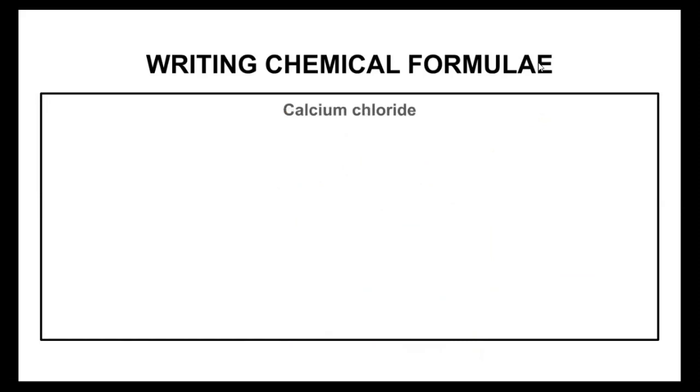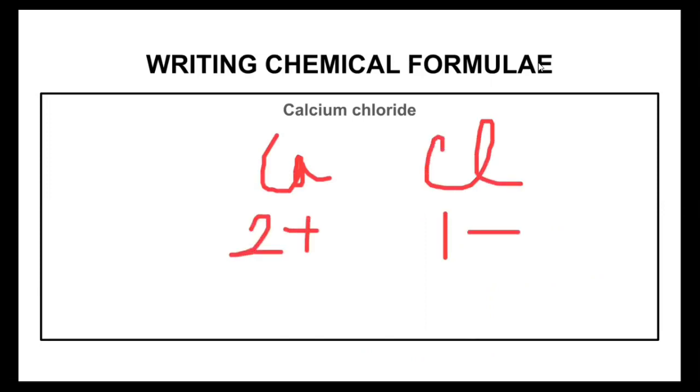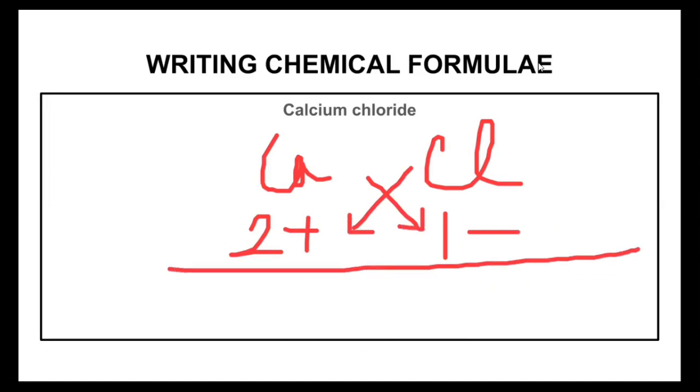Next is calcium chloride. Calcium is Ca 2 plus. Chloride is Cl 1 minus. Crisscross. This one valency will go to Ca, two valency will go to Cl. So it becomes CaCl2. Crisscross method indicates that the valencies are exchanged.